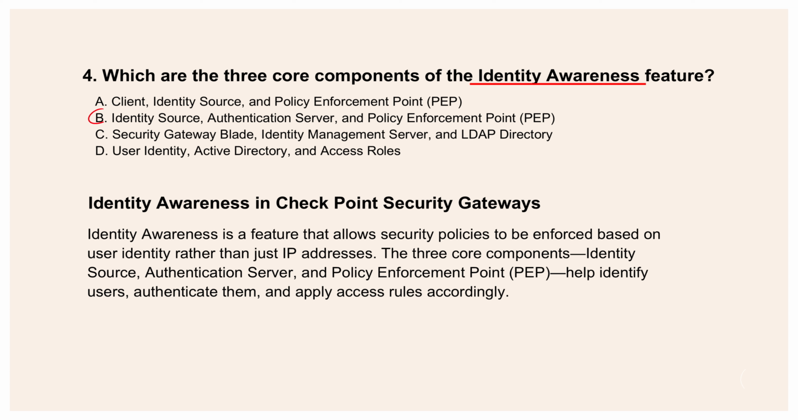So the identity source is basically a directory for all the users and their information. It could be something like Active Directory, an LDAP server, or even a cloud-based identity provider. So it's like a central hub for all that user data. Exactly, and Check Point pulls the information about who's on the network from there.